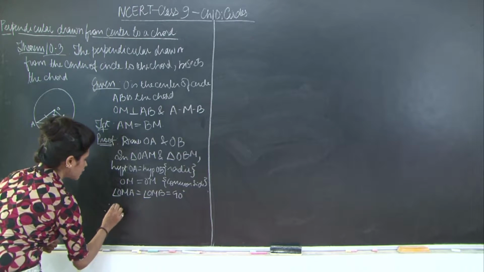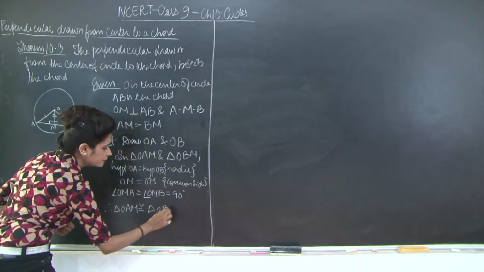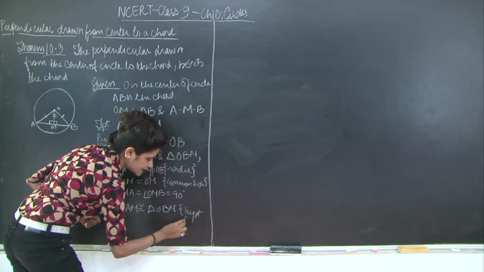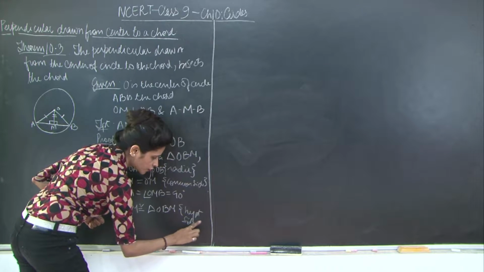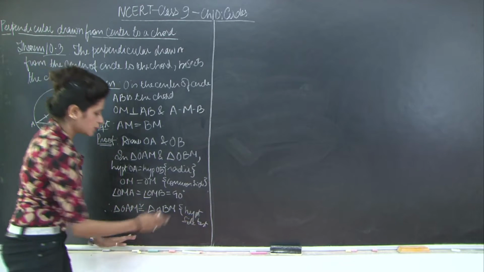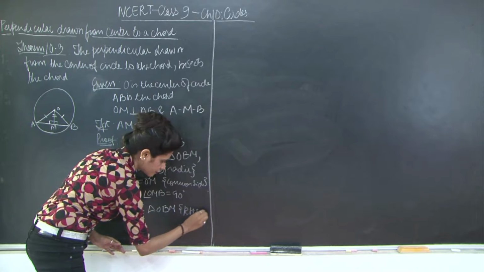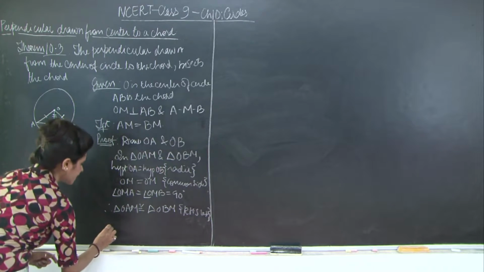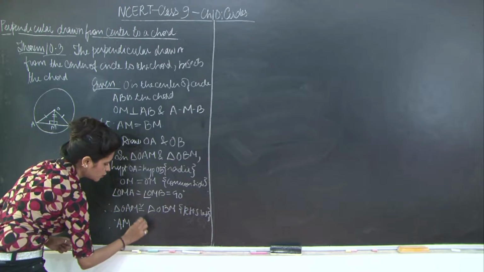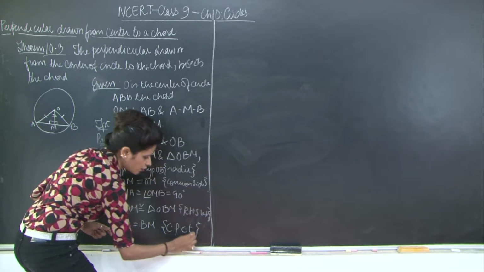Therefore, triangle OAM is congruent to triangle OBM by hypotenuse side test, or right angle hypotenuse side test. So, you can even say RHS test. Therefore, what can I say? That AM is equal to BM by corresponding parts of congruent triangles or CPCT.